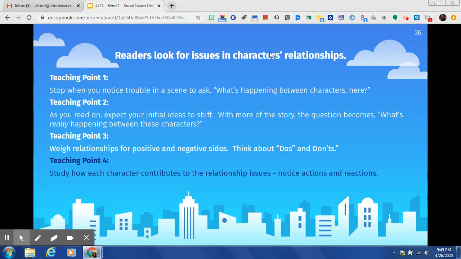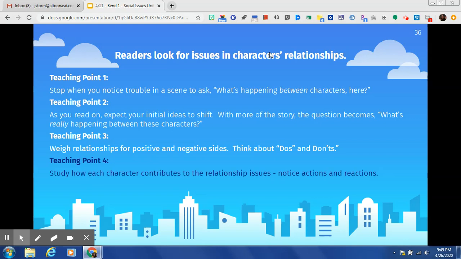Readers, whenever you're reading, it's important to pay careful attention to relationship issues. You'll especially want to push yourself to consider how each character contributes to the relationship issues in the text. Studying a character's actions and reactions can help you determine how the character contributes. Even characters that initially seem innocent, uninvolved in causing the trouble, often play a role.